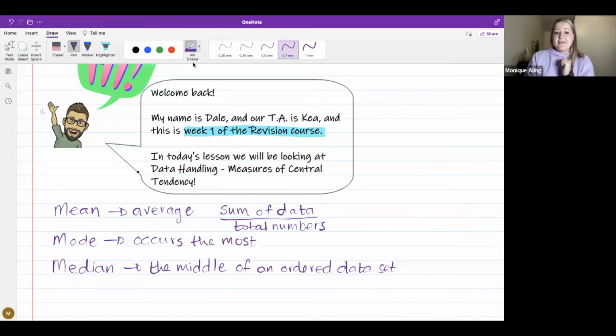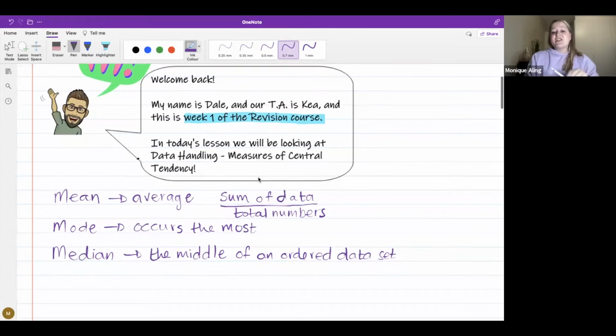Okay, so that's looking at the measures of central tendency. Then we have something called measures of spread. What do you think our measure of spread is?